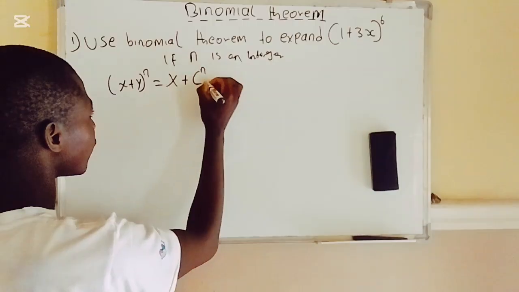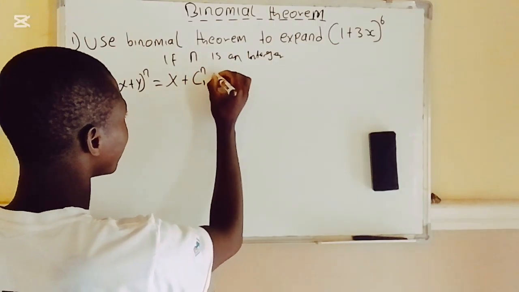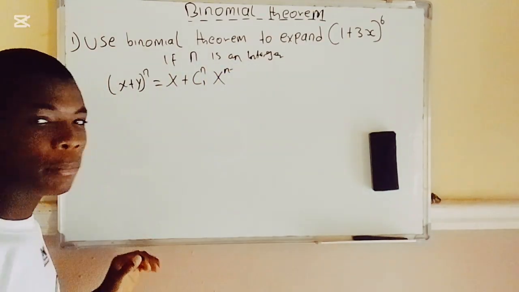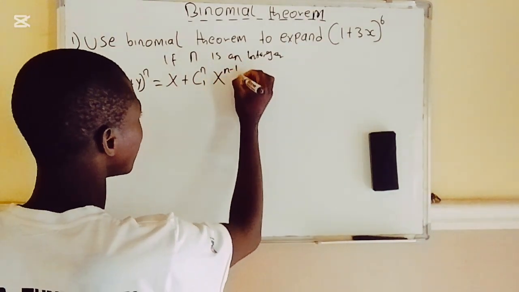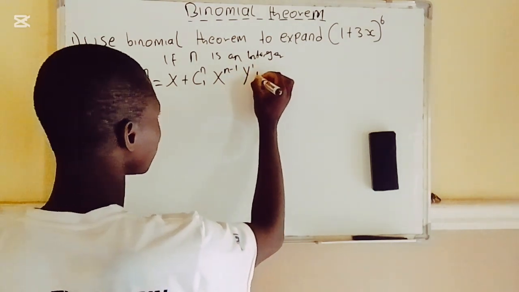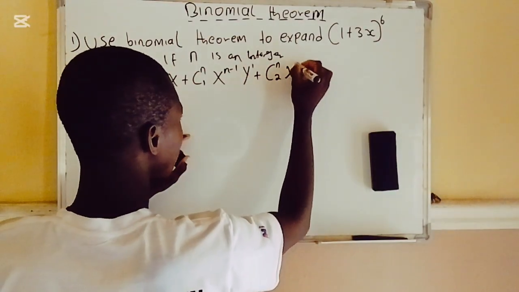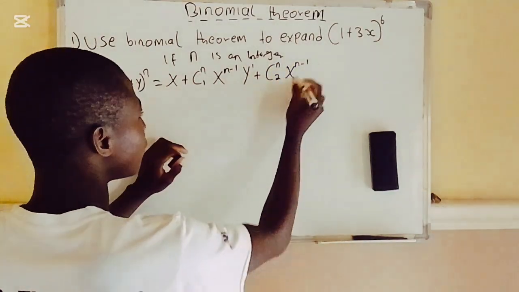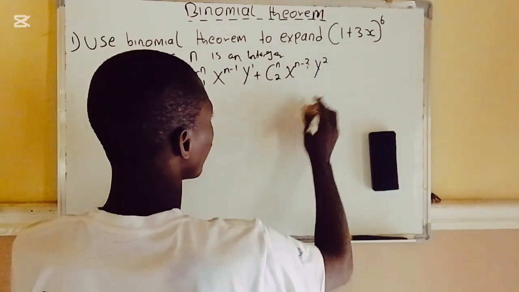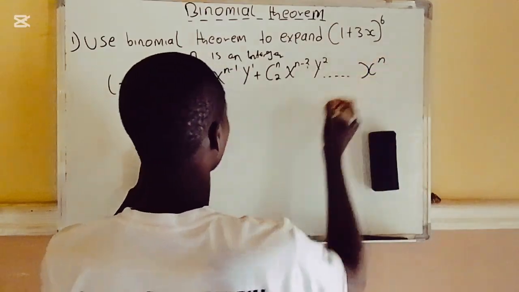the combination of n, 1, multiplied by x to the n minus 1, and multiplied by y raised to the power of 1, again plus the combination n, 2, times x to the n minus 2, y squared, and so on, up to x raised to the power of n.